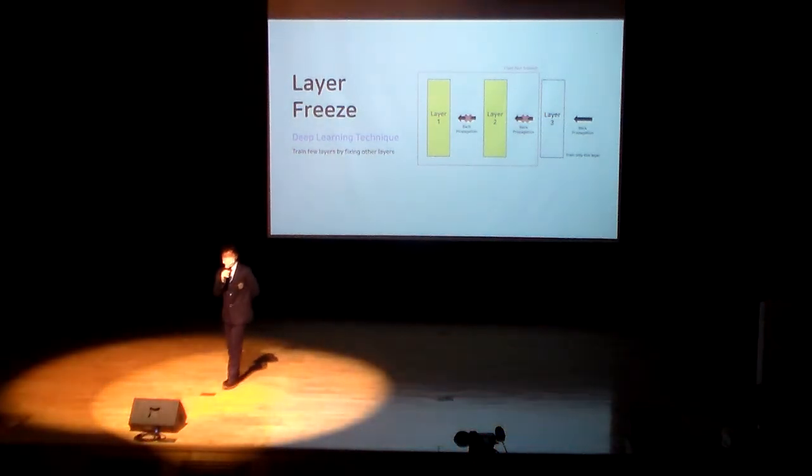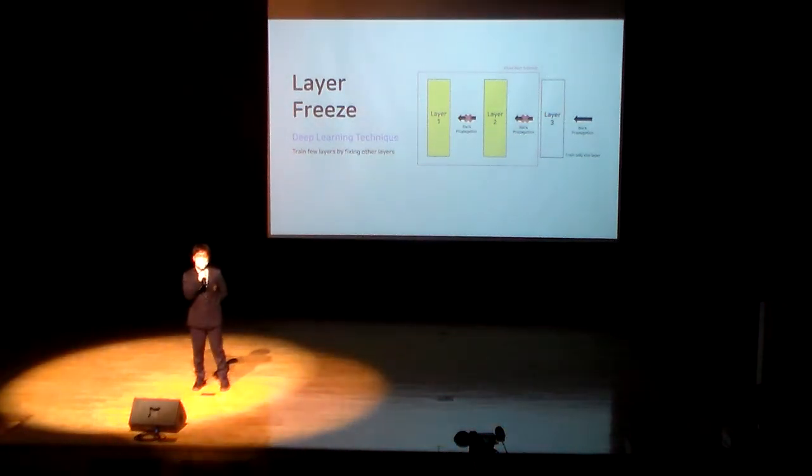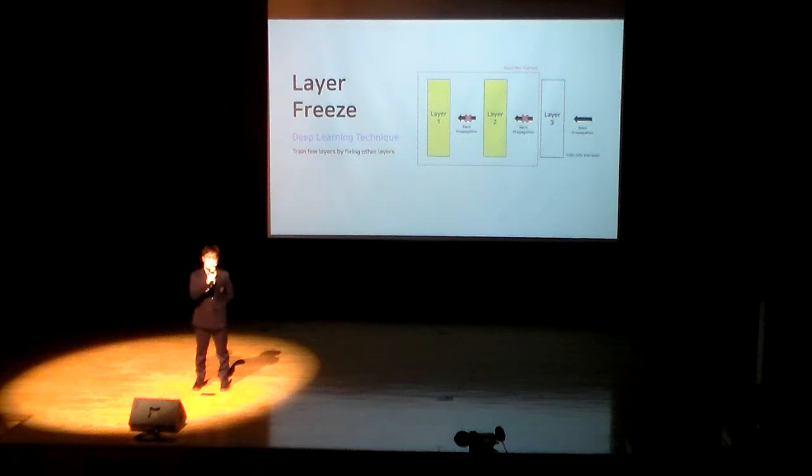Layer freeze is a technique used in neural networks. By freezing some of the layers, we can fix those layers and train only a few layers. By not calculating the gradient and considering it to be 0, we can freeze the layer.